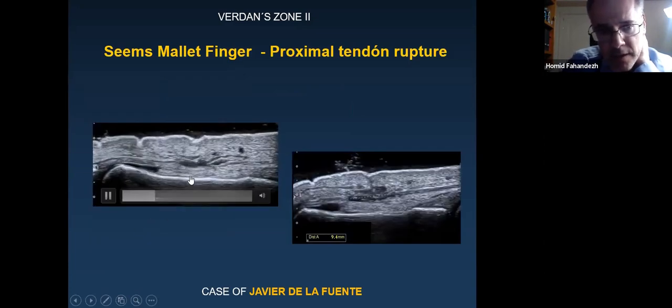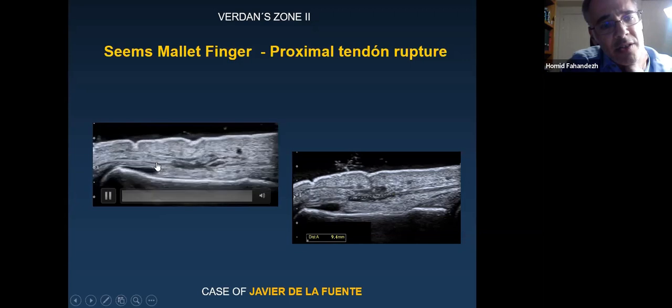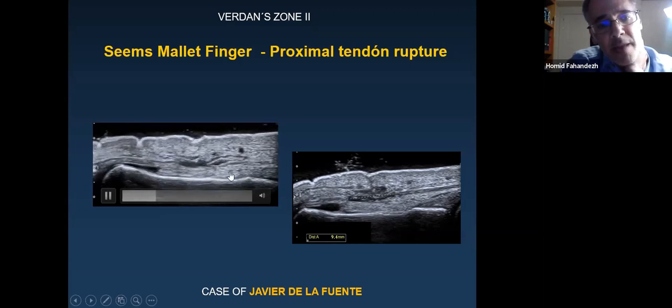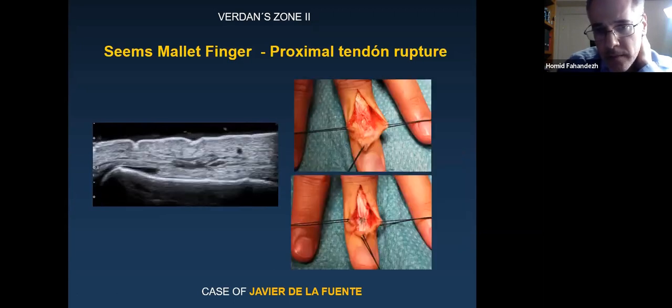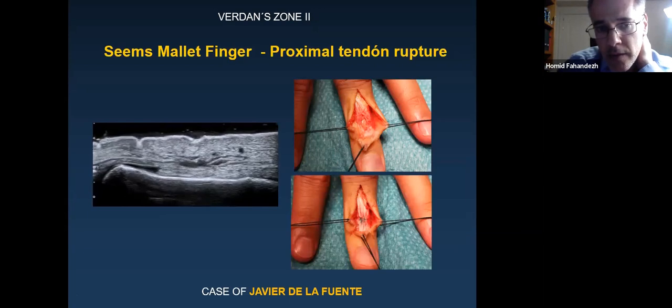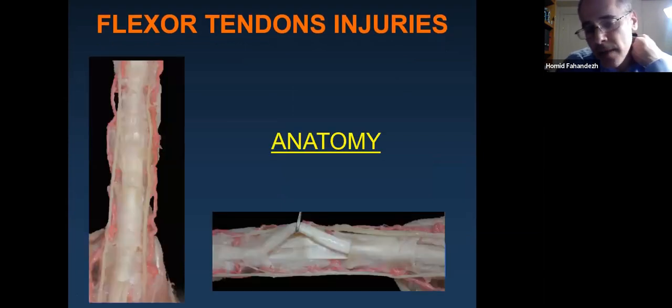This is the dynamic ultrasound, and here we can see the tendon distally attached and how the rupture and the hematoma are in the dorsal aspect of the medial phalanx. And this is the case during the surgery, and be careful with these cases. Always check proximally.